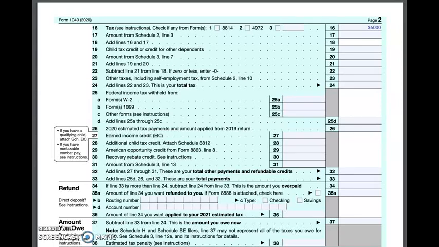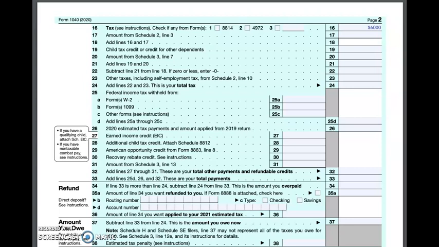Let's dig into what's happening on page 2 of a Form 1040. So first of all, in line 16, it's asking you to determine your tax. And you do that by looking at the tax table, taking the taxable income number that you got on page 1 of the 1040 and determining how much tax you owe. I've put in a hypothetical $6,000.